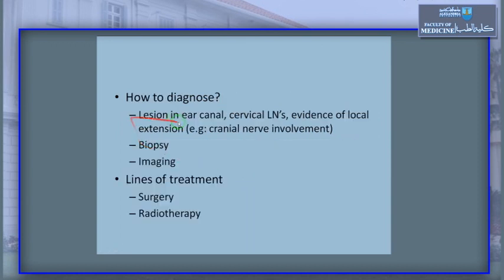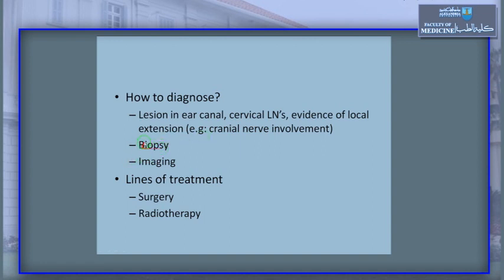So how do we diagnose such a condition? If there is a lesion in the ear canal, this is the first presentation. The patient may just come with a lesion in the ear canal. If he is scratching this lesion, it can become secondarily infected or bleed, so he can come with pain. He can come with cervical lymph node secondaries, or evidence of local spread to the parotid, the temporomandibular joint, and the facial nerve. So he can come with cranial nerve involvement. Of course, if it spreads to the ear, there will be associated hearing loss.